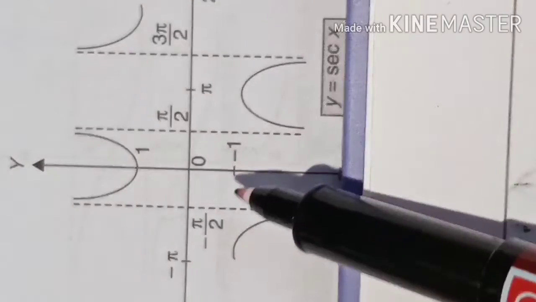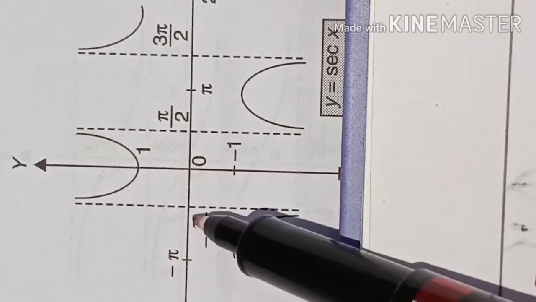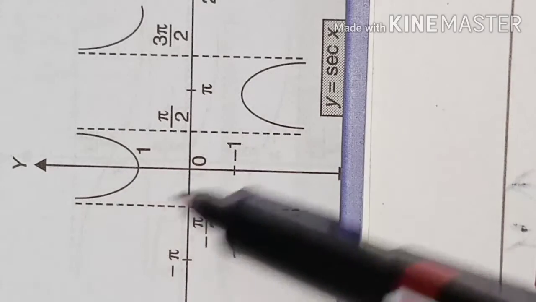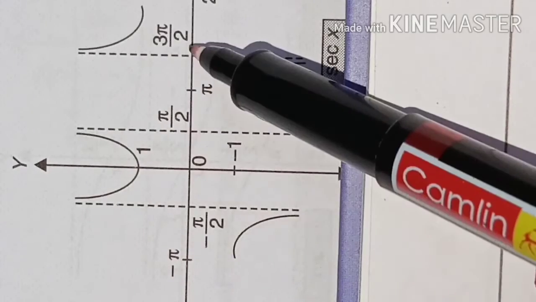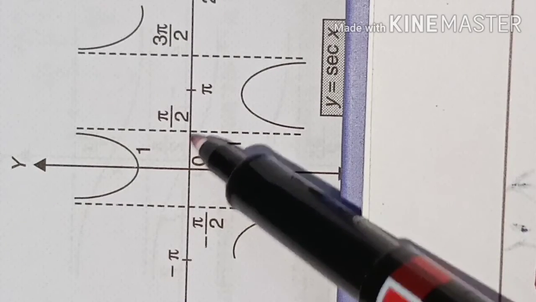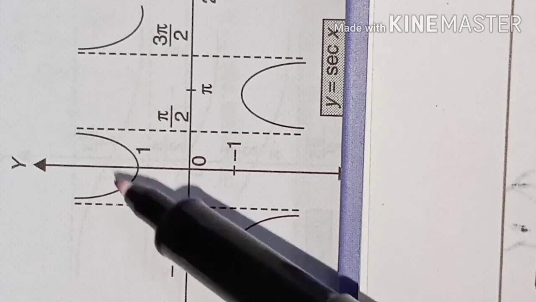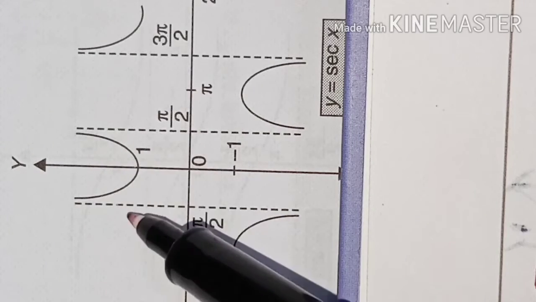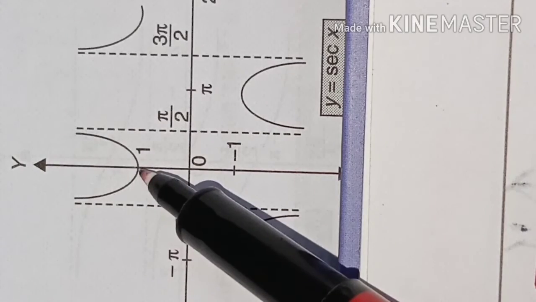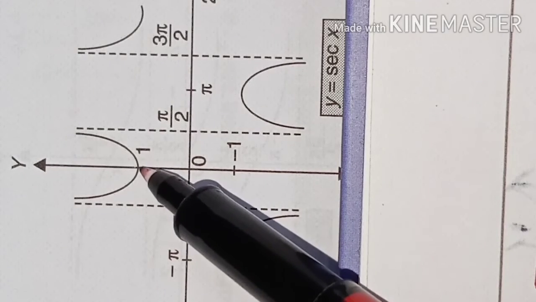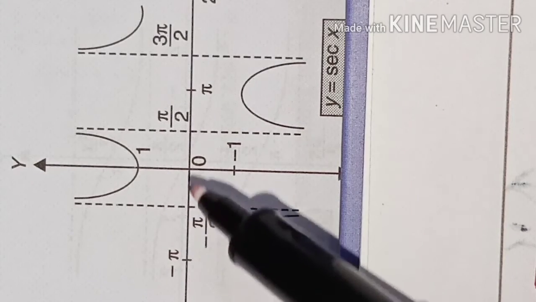The graph of the sec function, as you know, will be between minus pi by 2 and pi by 2, one branch. Then between pi by 2 and 3 pi by 2, another portion. Because at pi by 2 and at minus pi by 2 the sec function is not defined, the graph will go upward. It will never reach the vertical asymptote, and it will always be above 1 or below -1, never between 1 and -1. This is what we learned in class 11.